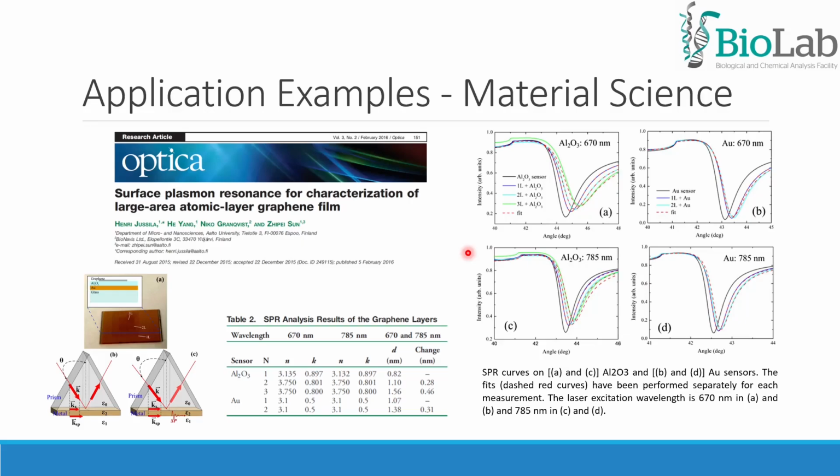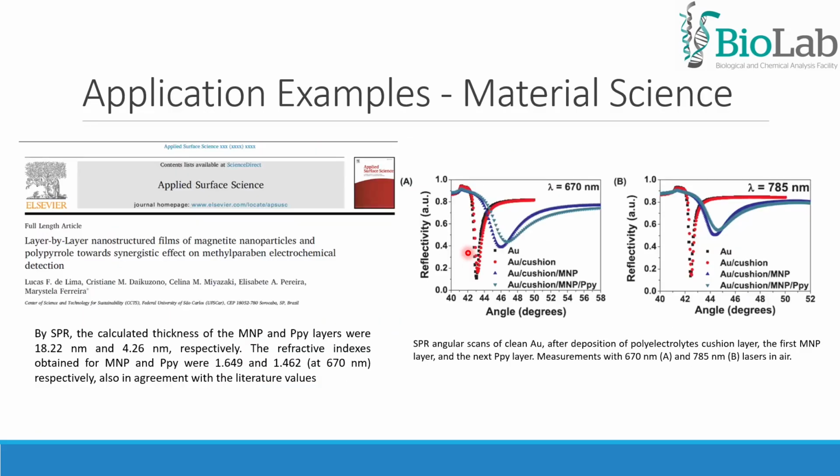In this other study, MP-SPR was used to characterize both the thickness and refractive index of chemical vapor deposition grown graphene films, proving that MP-SPR is a fast and cost-effective method for simultaneous characterization of the thickness and the optical constants of graphene. Here, MP-SPR was used to calculate thickness of the magnetic nanoparticles and polypyrrole layers. These films were constructed for electrochemical detection of methylparaben.